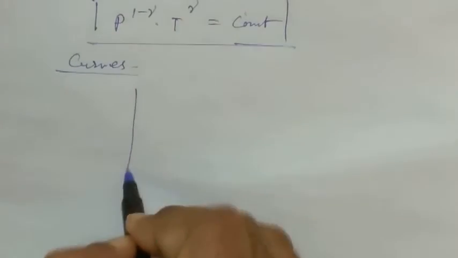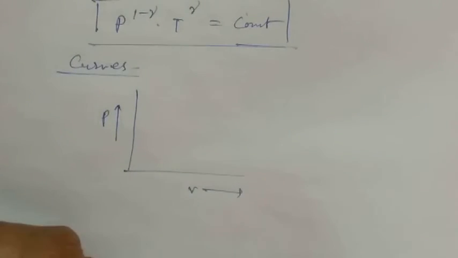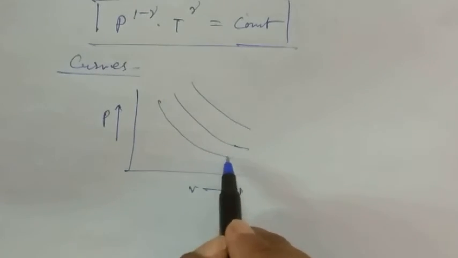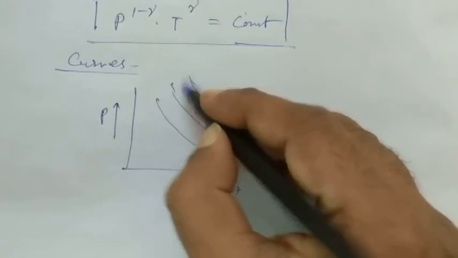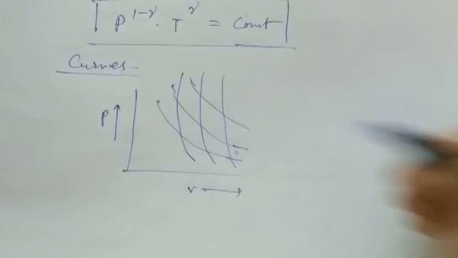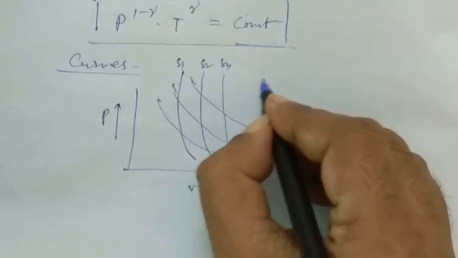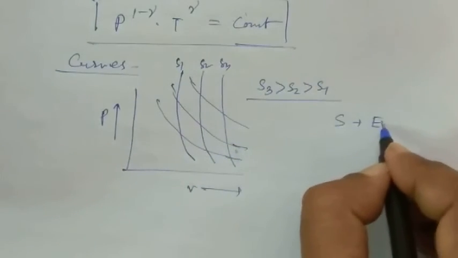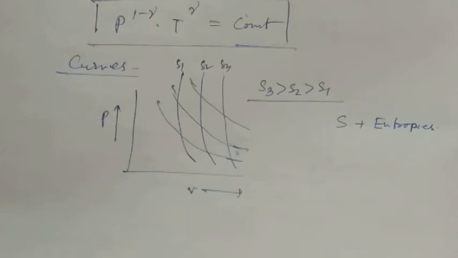Curves. We have already drawn the isothermal curves. I had already said these to be rectangular hyperbolas like this. But the adiabatic curves are also hyperbolas, but they are steeper like this. That means the steepness is more. This is S1, this is S2, this is S3, where S3 is greater than S2, which is greater than S1. Now what are these S? They are entropies. I am going to discuss entropy at the end of this chapter.